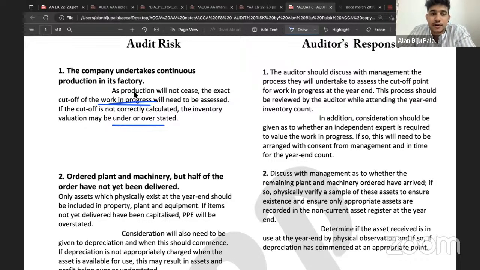Okay, so consider that if a company is having continuous production in its factory, then what will happen in that case? Exactly at the year end, the company will not be able to detect the actual value of the inventory at the year end. So if the inventory's value is not properly calculated, the value of inventory will be either understated or overstated.